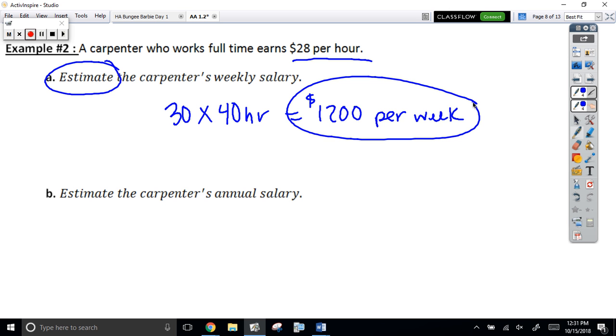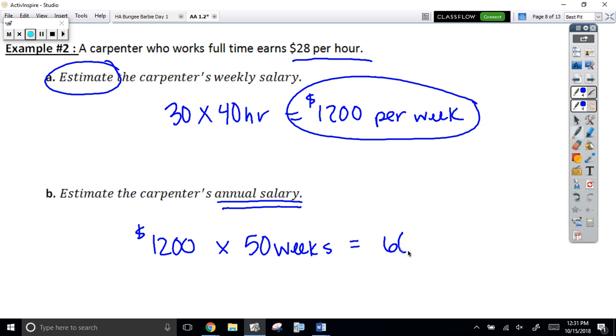Now we're going to estimate the carpenter's annual salary. So using our answer from the last problem, how many weeks are there in a year? 52. So let's approximate 50 weeks. So we'll take our $1,200 per week times approximately 50 weeks. And we should get 12 times 5 is 60, so that'll be $60,000.